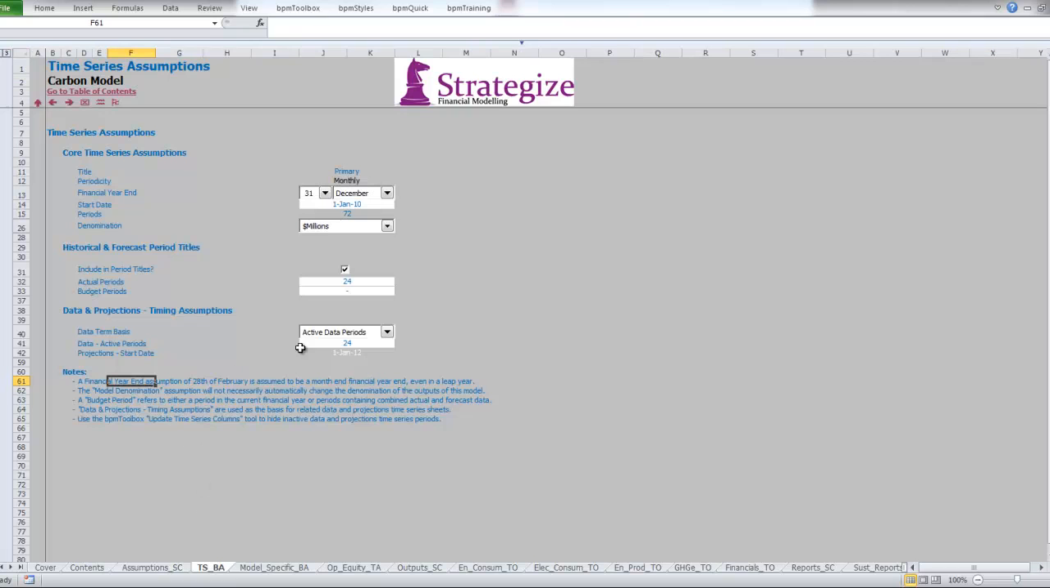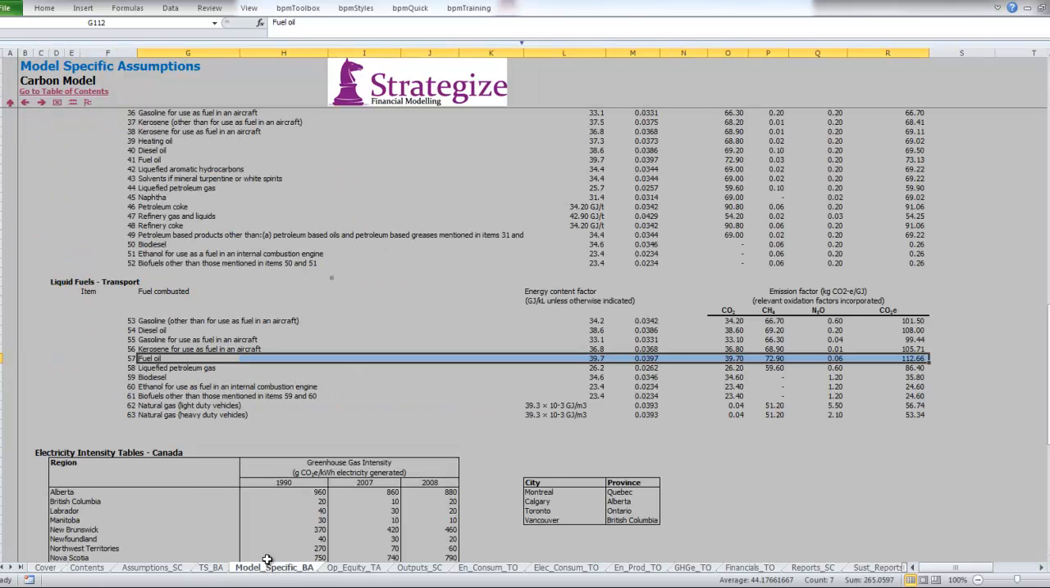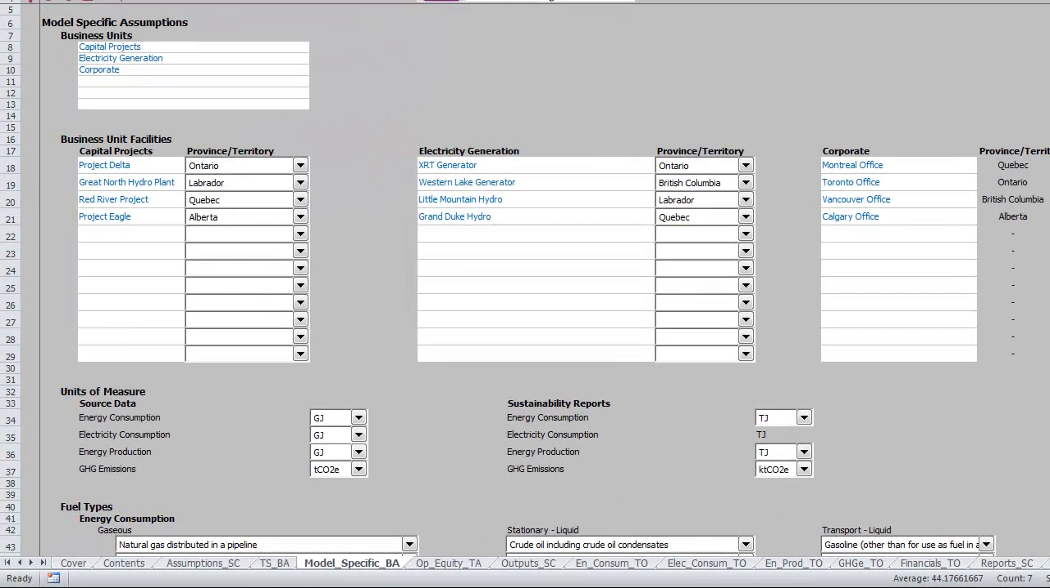Now I have 24 actual periods of data and we're starting on the 1st of January 2010. When I say model specific, this is the beauty of a best practice carbon model: I can easily change the names or update information in this one repository source rather than having to randomly and unsystematically go through my whole model and change data.